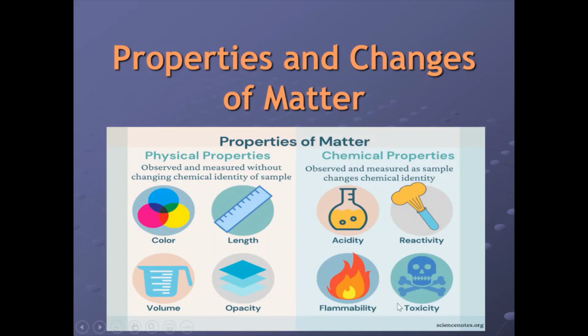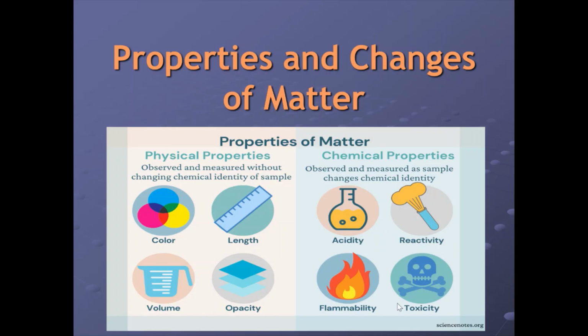All right, so today we're going to be talking about properties and changes of matter. So remember, we talked in the previous chapters about what matter is, and then we talked about some examples of matter and its different phases, right? Solids, liquids, and gases. But now let's talk about some of those properties and then what happens when they change, right?